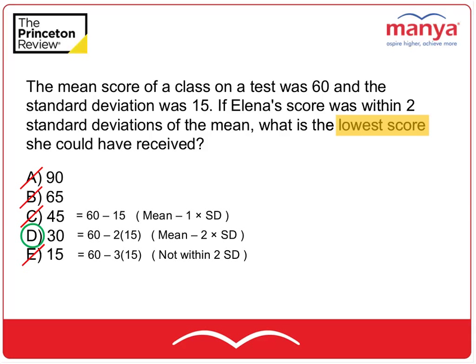So 2 standard deviations from the mean means it can be above or below. Since they wanted the lowest score, we are considering only the below one. Okay, so now going on to the next question.